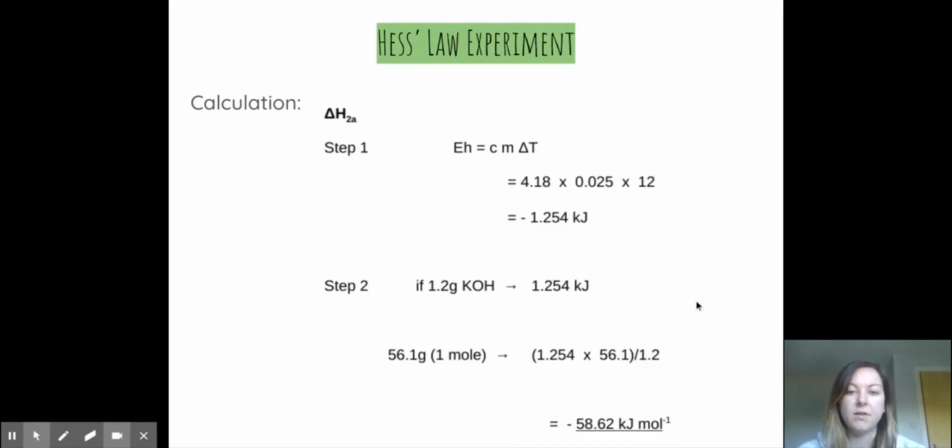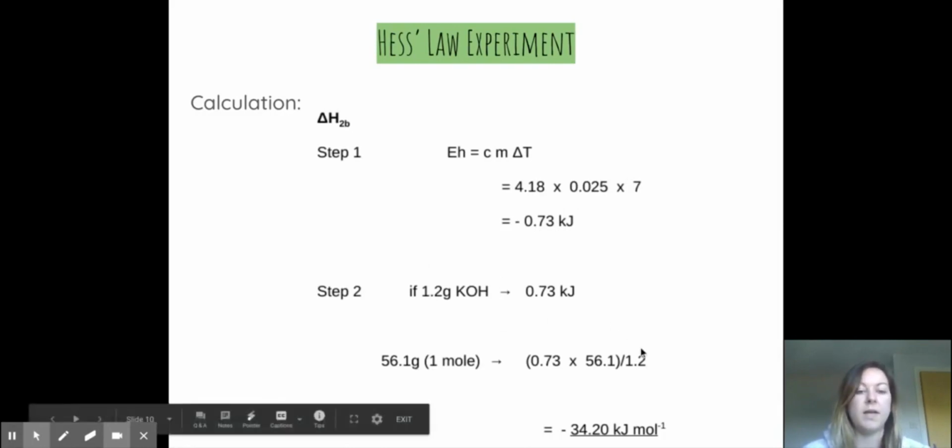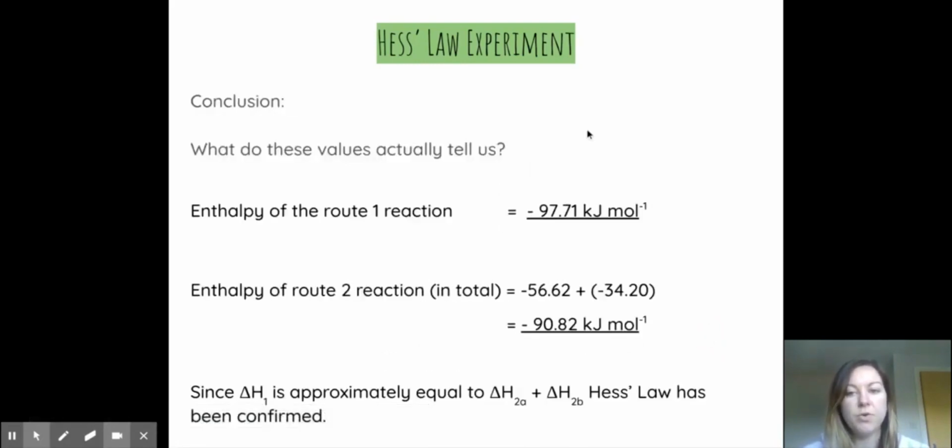So that's 2A. Part 2B. This time the temperature change was 7 degrees. So again, we have 4.18 times 0.025 multiplied by 7 gives us negative 0.73 kilojoules. If we scale our 1.2 grams that were used up to 1 mole again, we end up with negative 34.2 kilojoules per mole. So to prove Hess's law, we want to add up the route 2 reaction total.